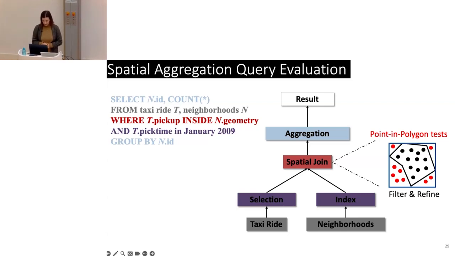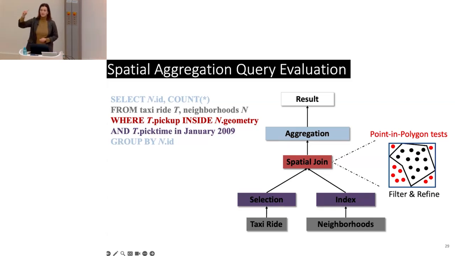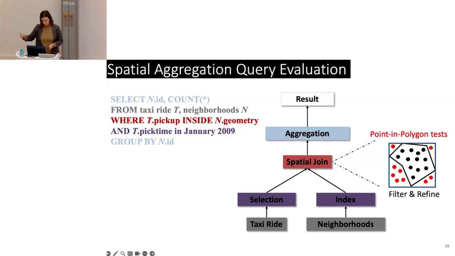So what we first do here is that we also have a filter, because we want to filter the taxi rides only in January 2009. And then what this query does is that it maps each pickup location of a taxi ride to the neighborhood that contains it. And this operation requires performing a spatial join between the pickup locations of the taxi rides and the neighborhood regions. And then finally, once we know which are the pickups inside each neighborhood, we just count them and return the final result.